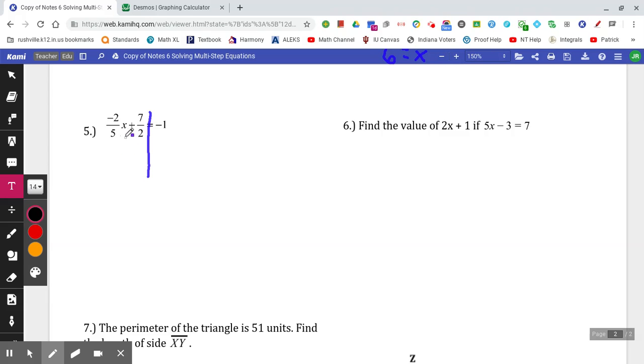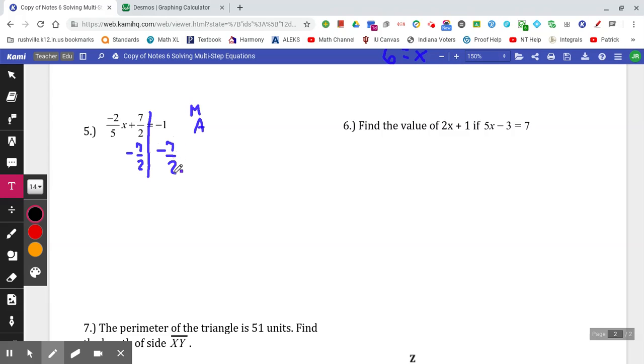All right, so now I need to figure out, okay, here's the variable x. What am I doing to the variable? Well, I'm multiplying it by -2/5, and I'm adding 7/2. So I'm multiplying and I'm adding. So what do I need to get rid of first? Well, that's the addition. So the opposite of adding 7/2 would be to subtract by 7/2 on both sides.